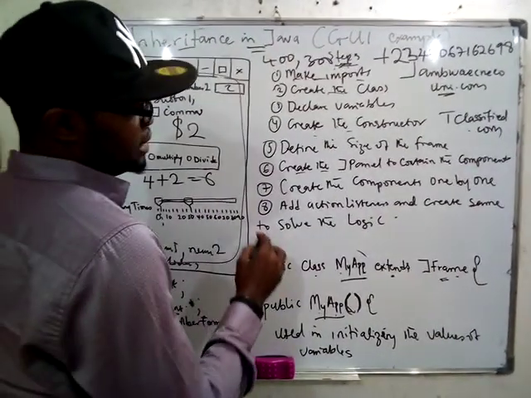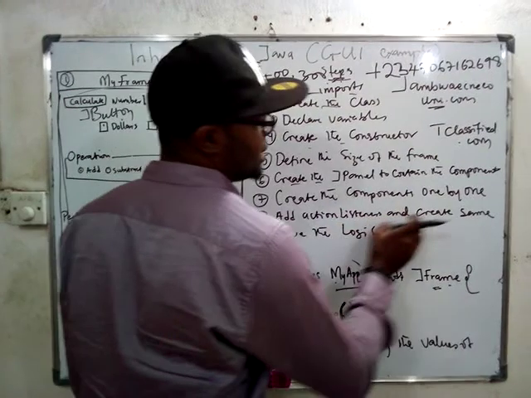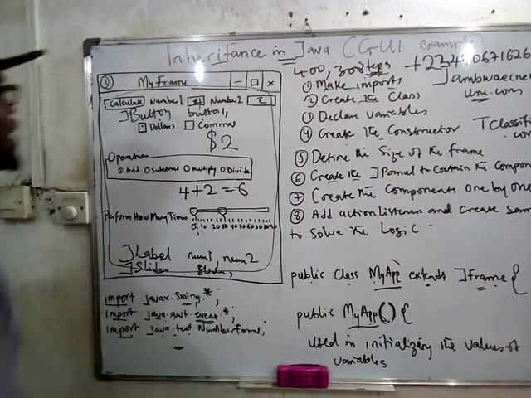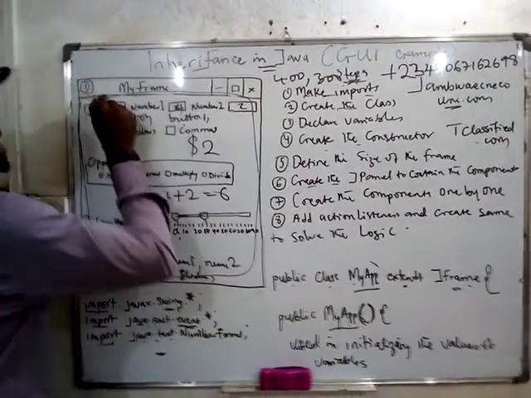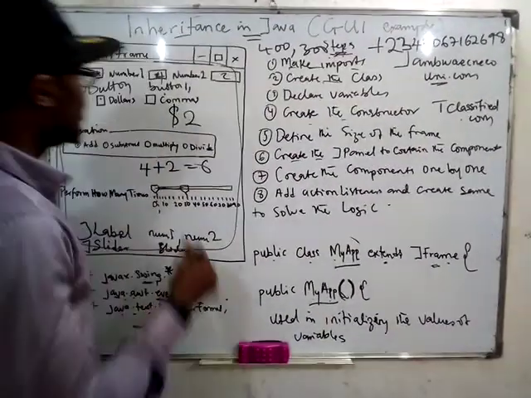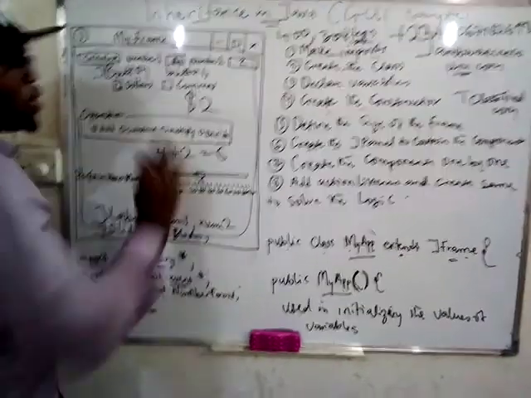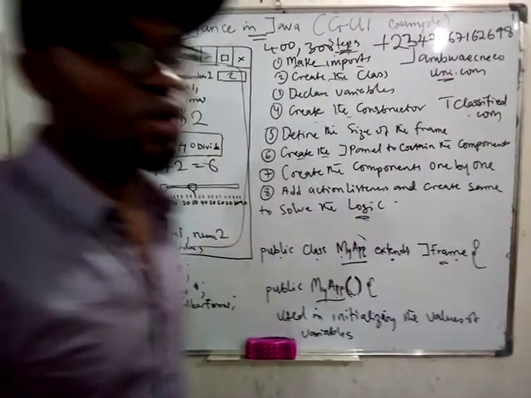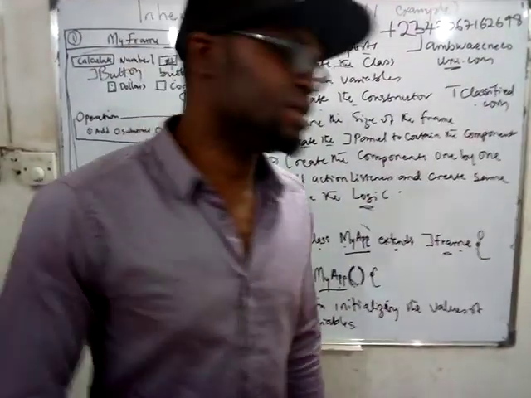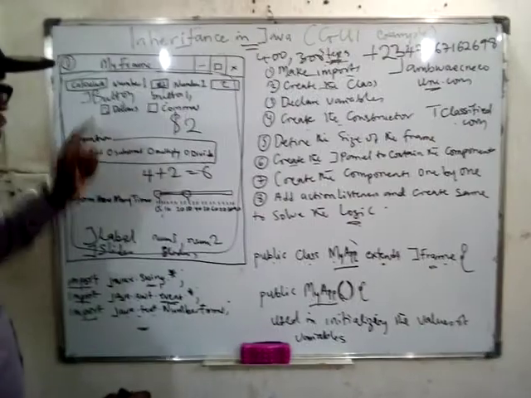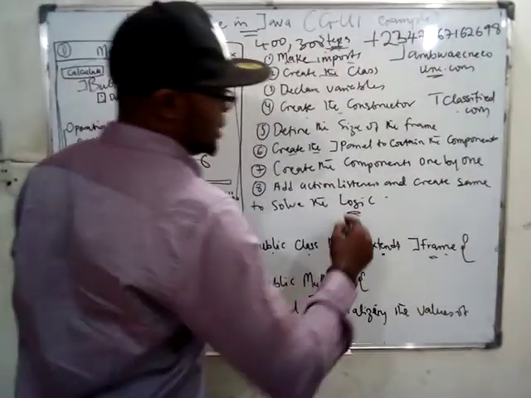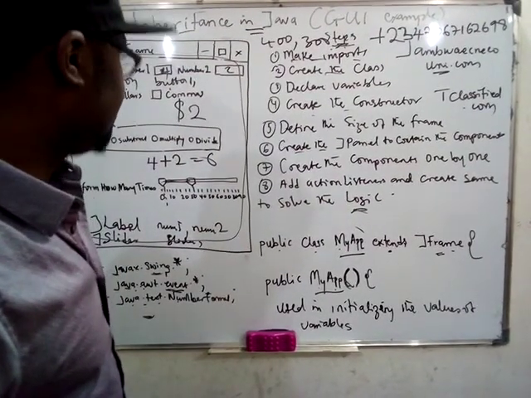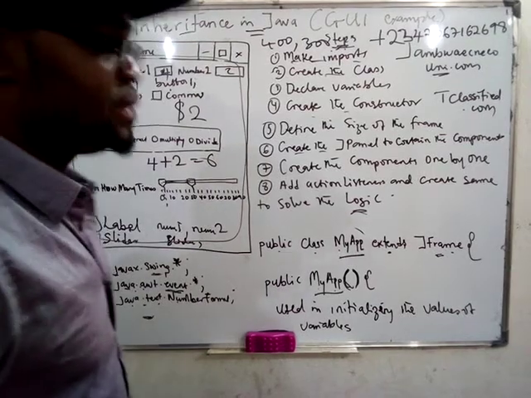Then number 8 is add action listeners and create the logic to solve it. After creating the GUI, in order for you to click calculate and calculation to be done, or in order for you to click anything and it will work the way you want, you have to add what we call logic behind it. That's why you code the mathematics and the calculations that are behind the frame. So you have to do that. Then after doing it, that should be it for you to create this JFrame.